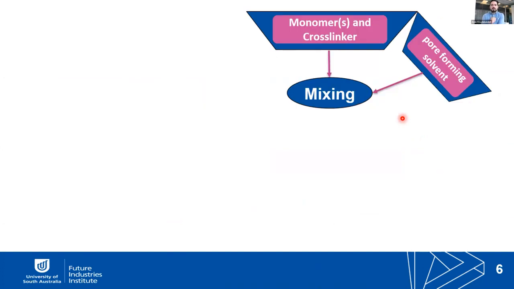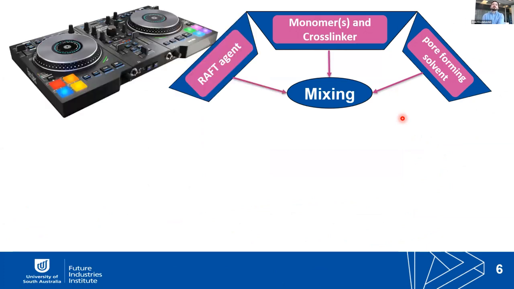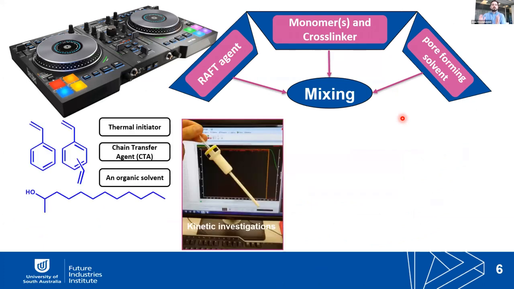What I'm looking at the moment in my project is using the same pore-forming solvent, monomer and cross-linker, by adding the RAFT agent to control. The hypothesis is that the RAFT agent not only controls the kinetics of the polymerization, but also controls the pores of the obtained material. It's easy to use. This is my system using styrene, divinylbenzene with thermal initiator, CTA, and an organic solvent.